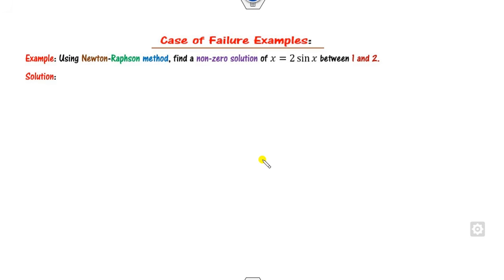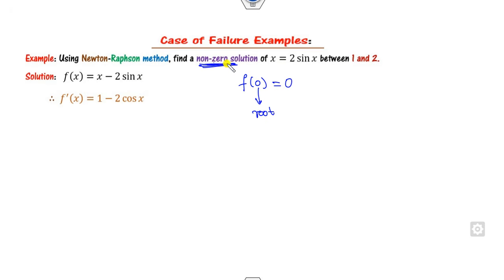Look at this example. In this case, you can see the interval is already given to you, 1, 2. So it means there is no need to check f of 1 and f of 2 here. Why is there a need for a non-zero x naught? Because clearly 0 is the root of this. What is f of 0? It is 0. So 0 is my root, but we need a non-zero one.